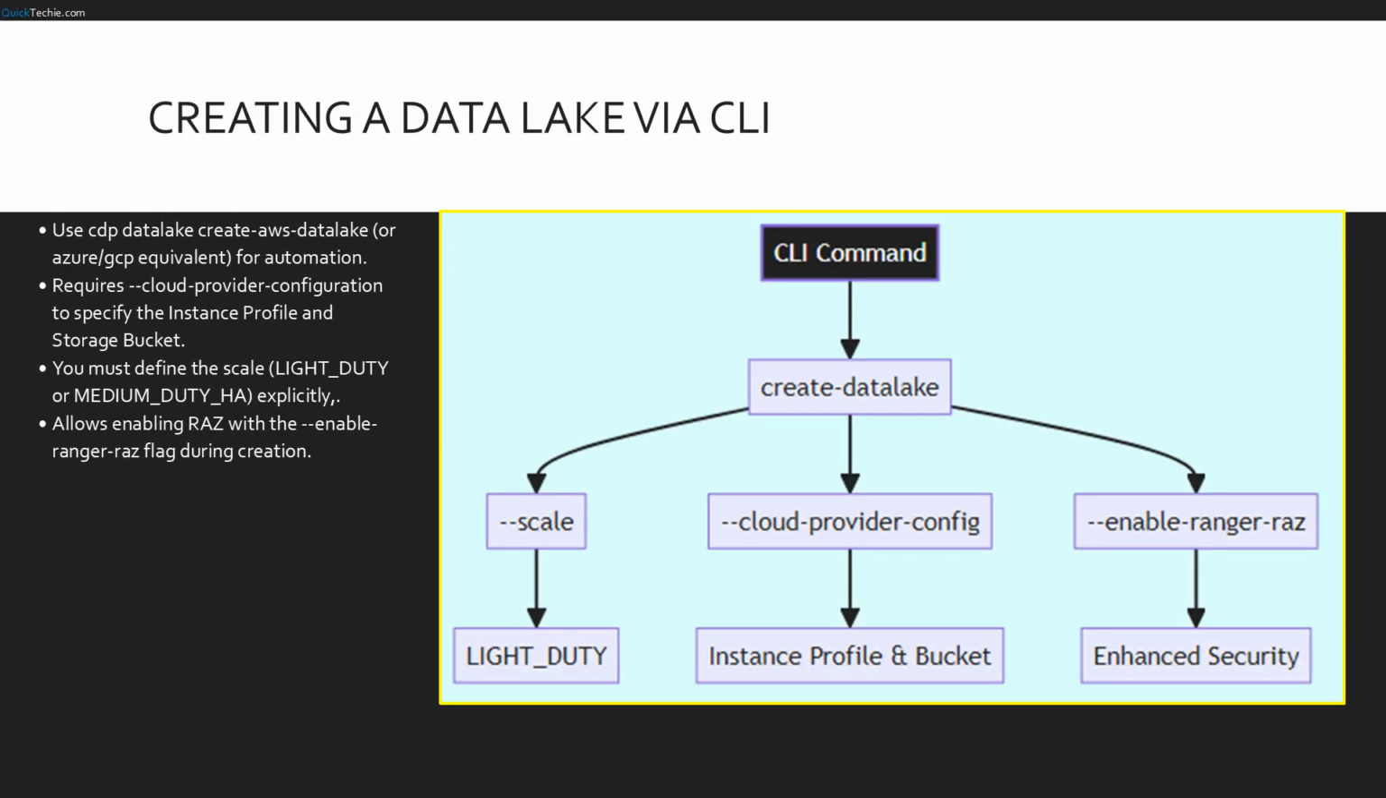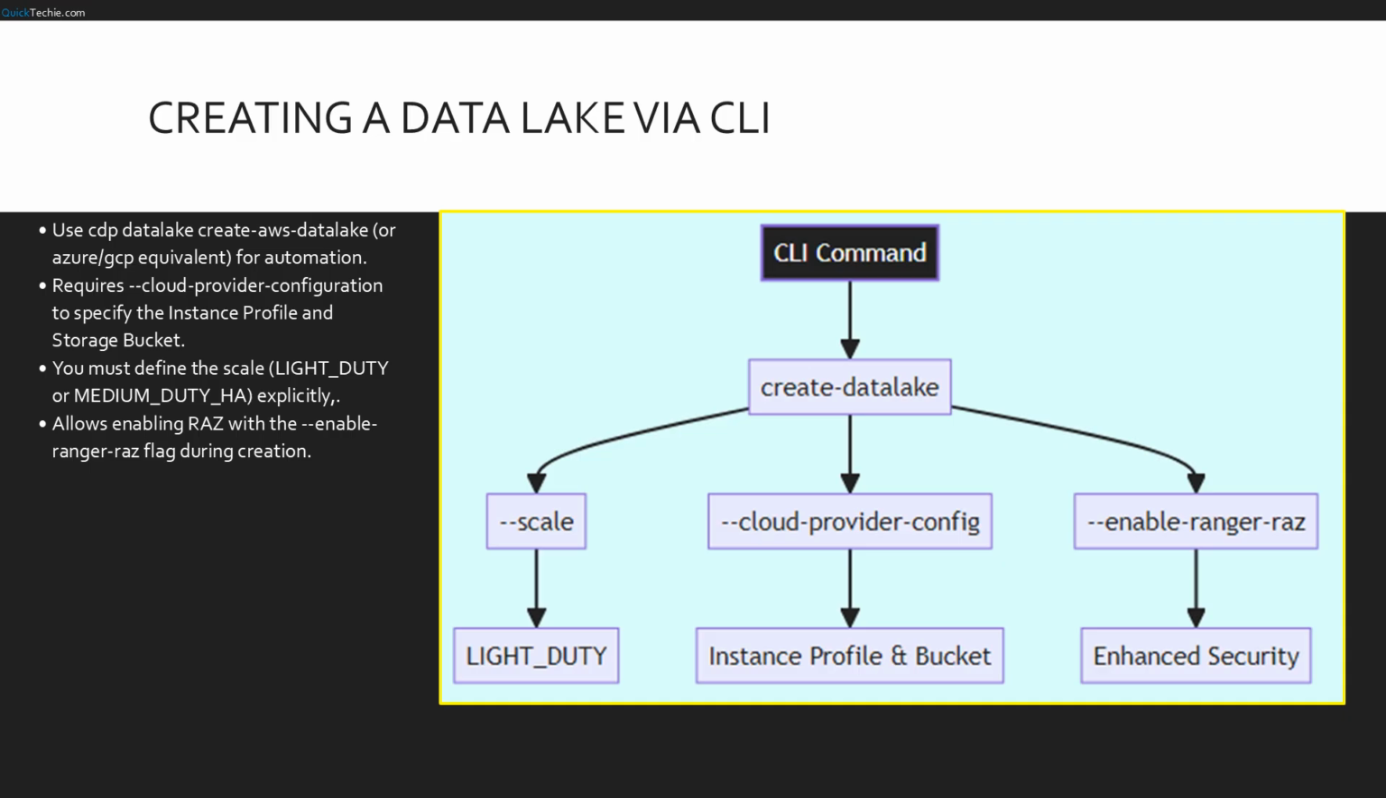Finally, let's look at how to automate this. While you can use the UI, the CDP CLI is best for reproducible deployments. You use the create-aws-datalake, or Azure/GCP equivalent command. You must pass the cloud provider configuration argument to link the instance profile and storage bucket we discussed earlier. Crucially, you define the infrastructure size here using the scale parameter, choosing between light duty or medium duty HA. If you need the granular security we just covered, simply add the enable-ranger-raz flag to the command.